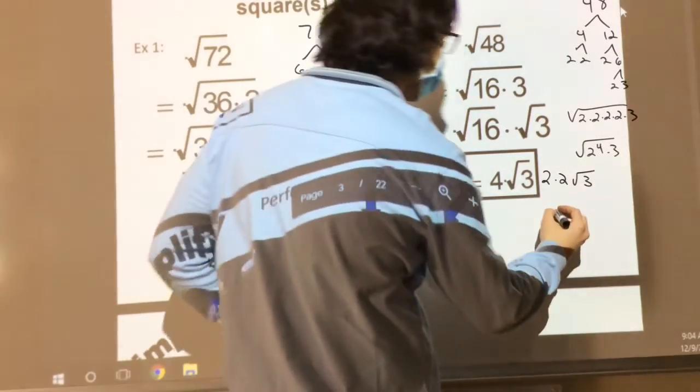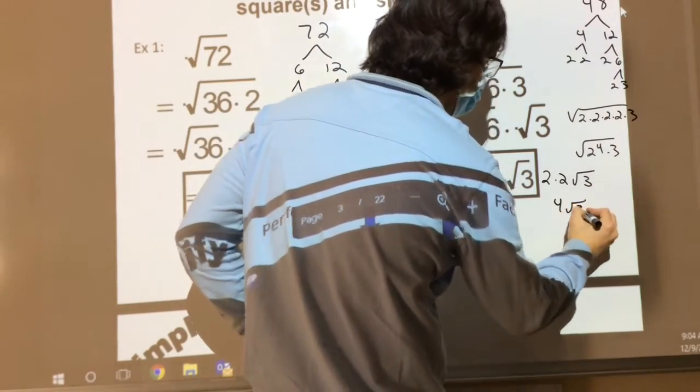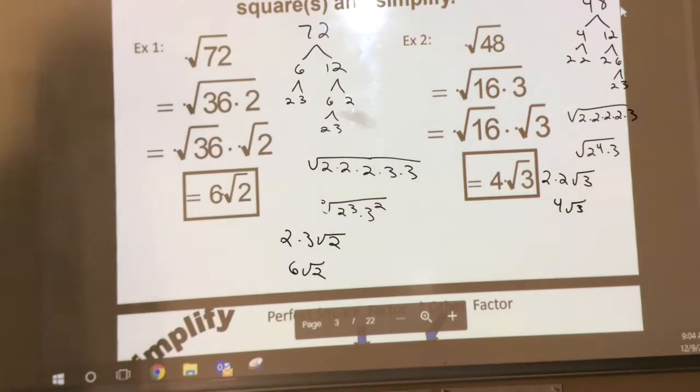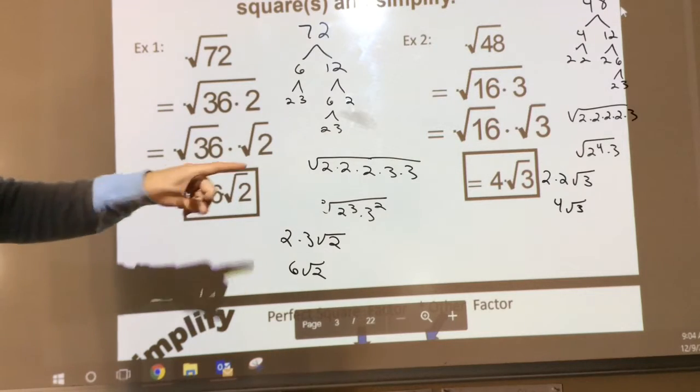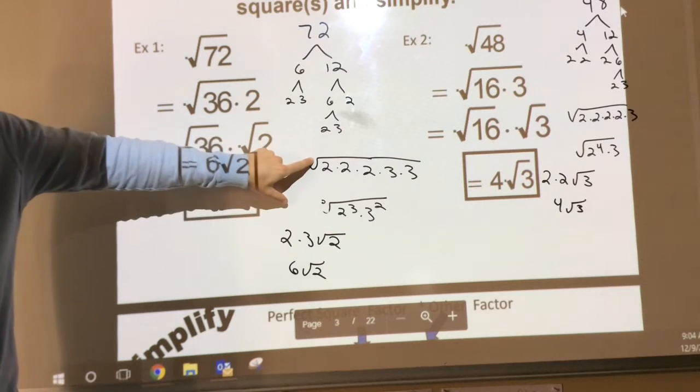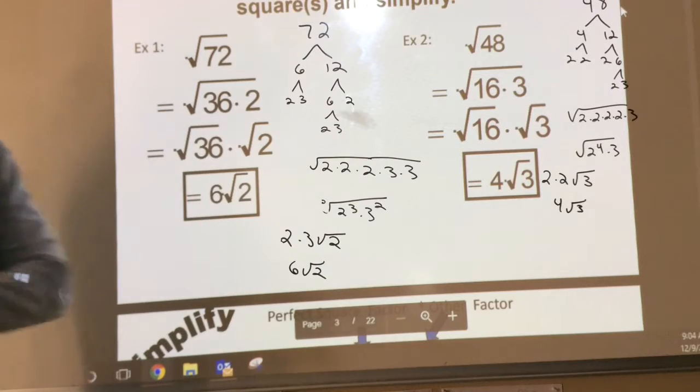Do we agree that 2 times 2 is 4? Yes. Radical 3. Yes, Steven. Are we going to have an exponent on the outside, like on the outside of the radical, like here on the index? You can. We will not in this class.